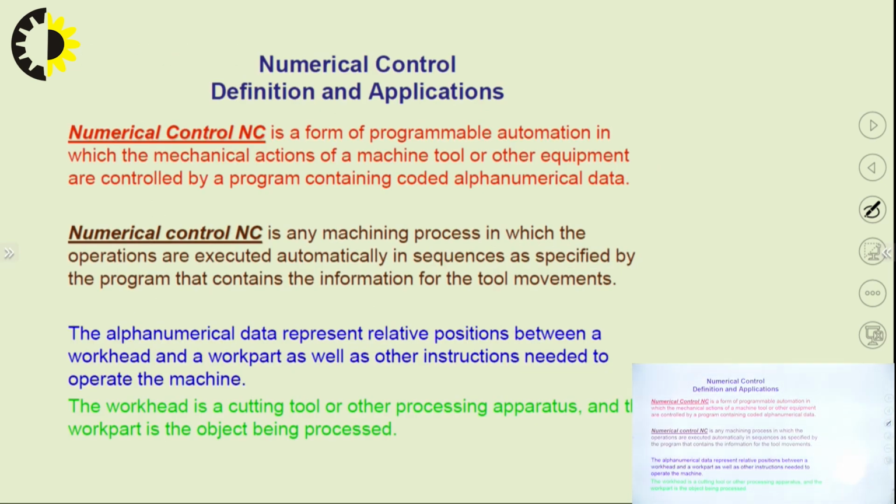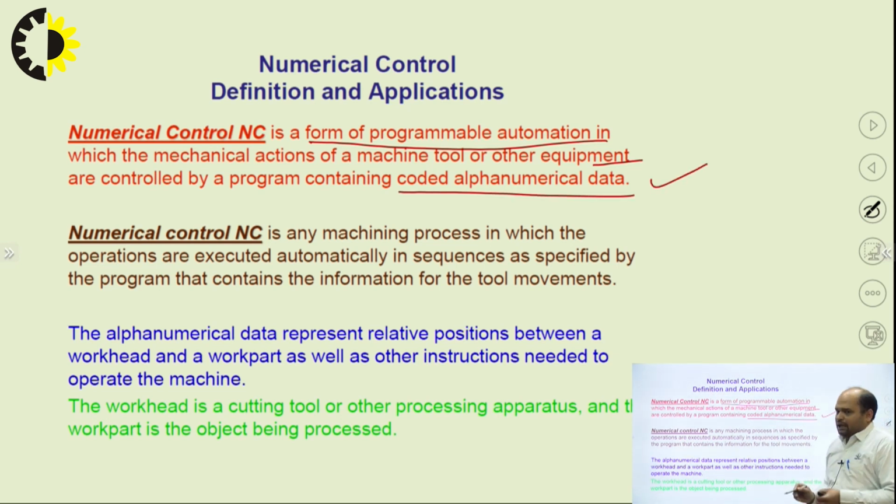Here talking about numerical control machines. If we are talking about NC machines, it is a form of programmable automation in which the mechanical action of machines or other equipment is controlled by a program containing coded alphanumeric data. So with numerical control machines we have a programmable automation system through which we can produce a number of parts at a time.